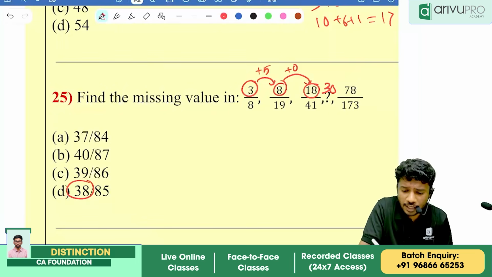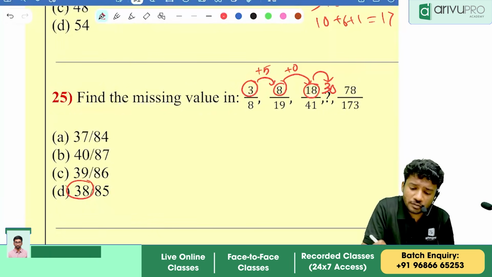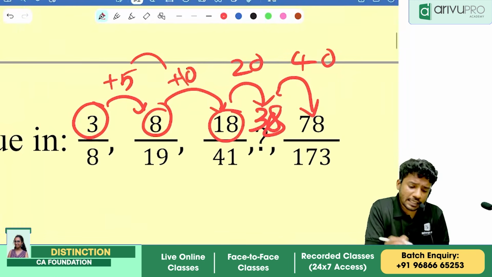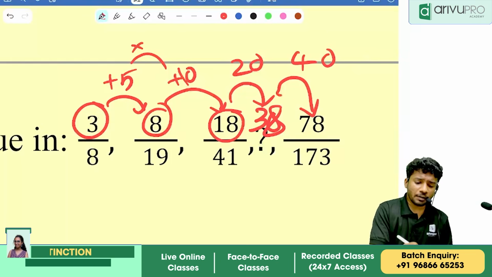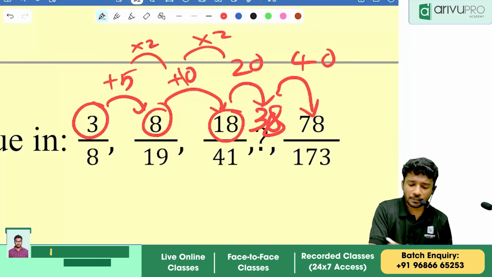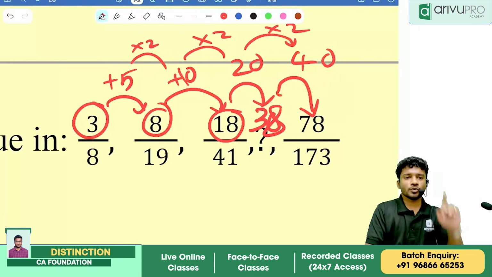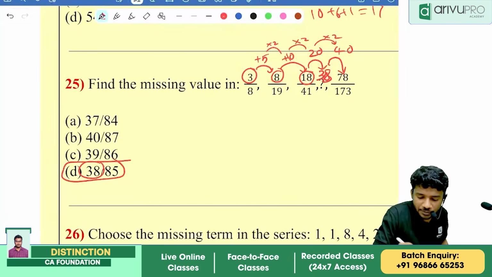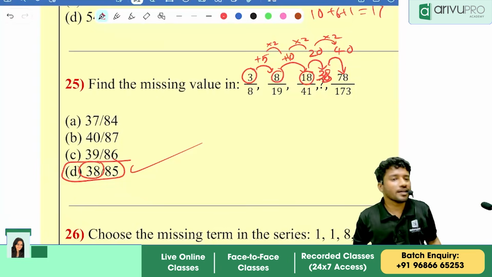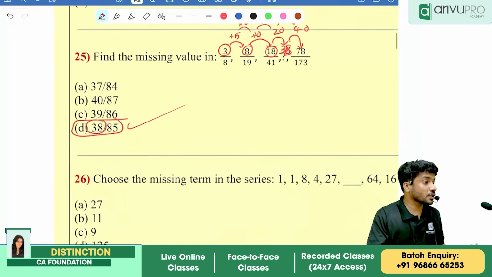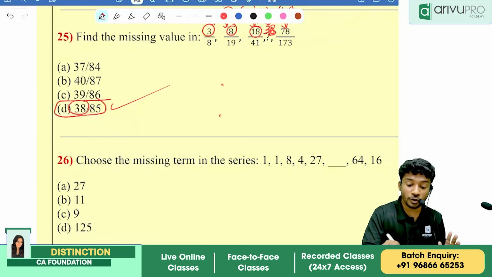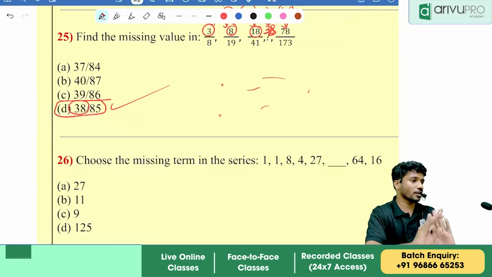That means how much is the difference? 20 is the difference. Then how much is the difference between the 40? Now if you look here, what is the difference? They are getting multiplied with 2. Multiplied with 2. Multiplied with 2. Is there a pattern? A pattern is there. So the answer will be what? Option D, 38 divided by 85. Always use the options. In number series, one of the options will be the answer. So don't do ingy pingy pongy. Don't do that. Use the options to get your answer.